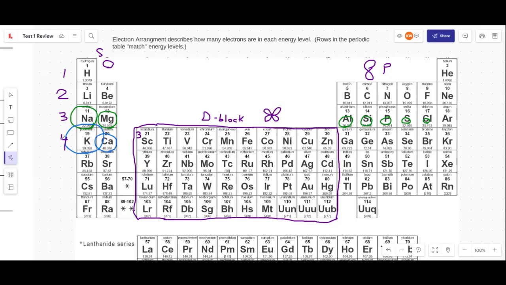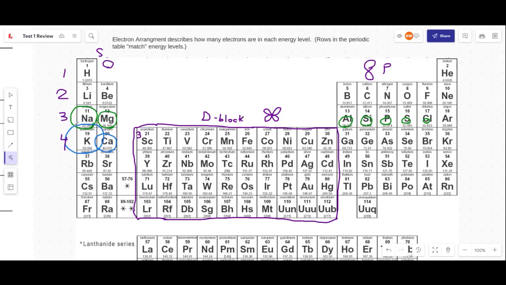Because even though the fourth energy level is further away from the nucleus and therefore higher energy, since it's a simple pattern, the 4s is actually lower in energy than the 3d.